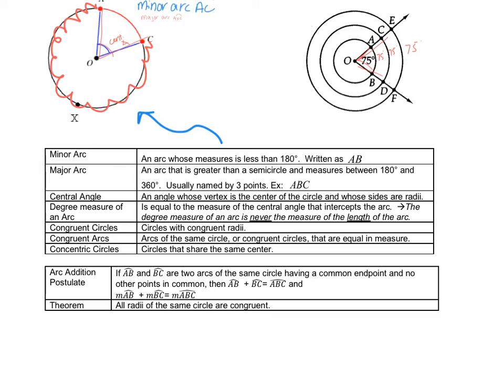Congruent circles are simply circles with congruent radii. Congruent arcs are arcs of the same circle that are congruent. Concentric circles are circles that share the same center. It's sort of like a bullseye. And then the other two theorems are pretty self-explanatory. Let's go into some math.